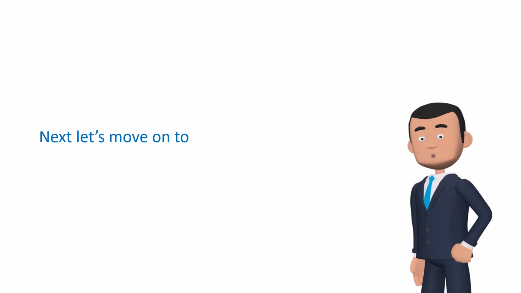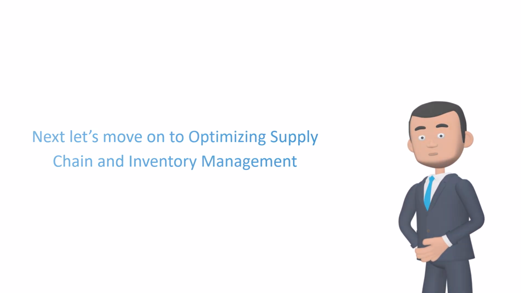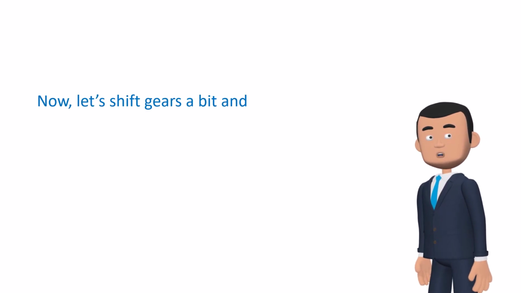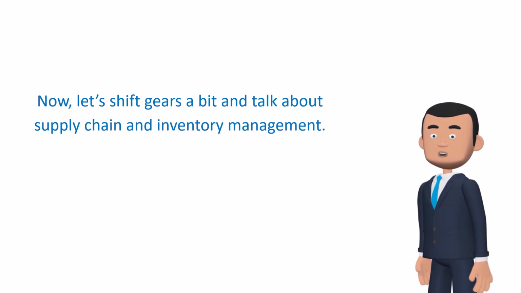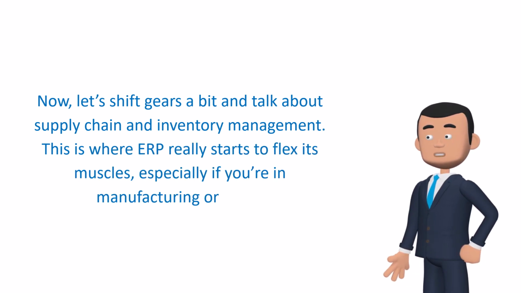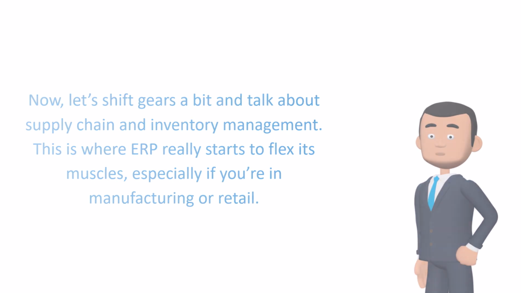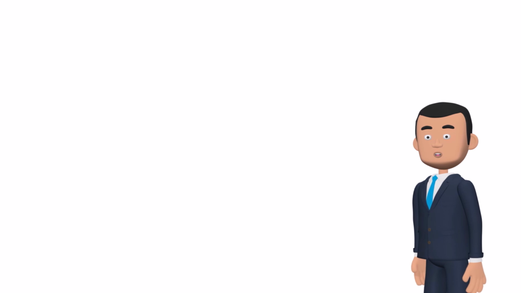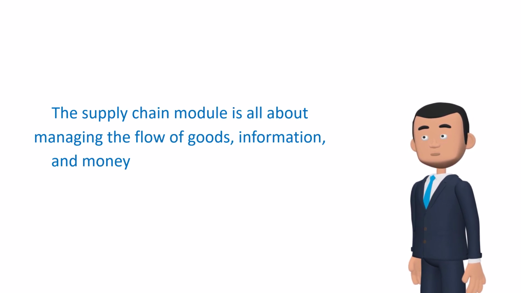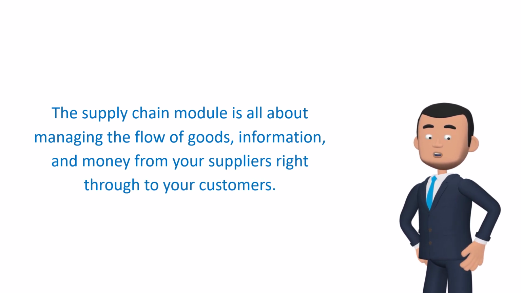Next, let's move on to optimizing supply chain and inventory management. Now let's shift gears a bit and talk about supply chain and inventory management. This is where ERP really starts to flex its muscles, especially if you're in manufacturing or retail. The supply chain module is all about managing the flow of goods, information, and money from your suppliers right through to your customers.